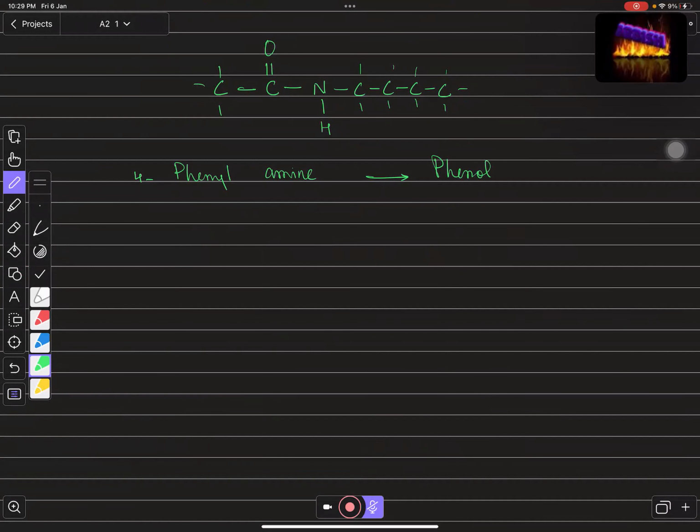So if you want to convert phenylamines into phenol, what is the pattern? What is the chemical reaction that we need to proceed with? Keep in mind, if you have phenylamine, this is phenylamine, and we need to convert this into phenol. This is phenol. If you want to make this, we have one central substance that we need to make, and this is actually the diazonium salt. We should make diazonium salt first.